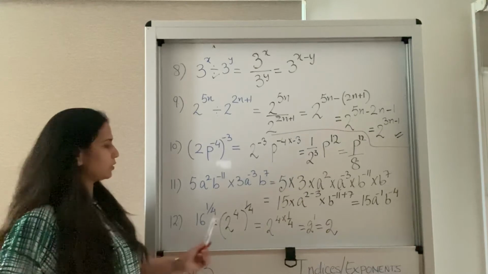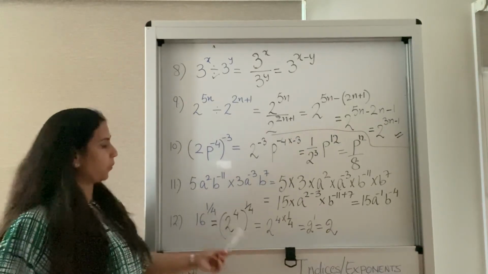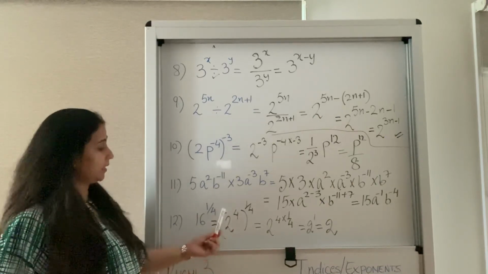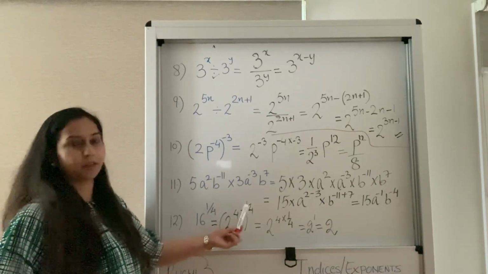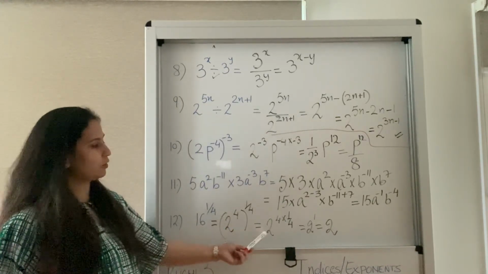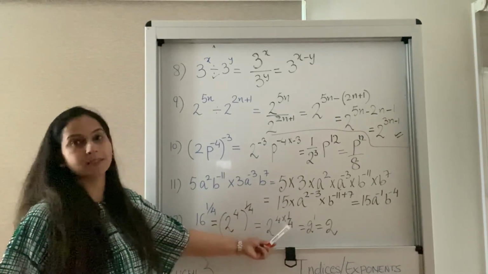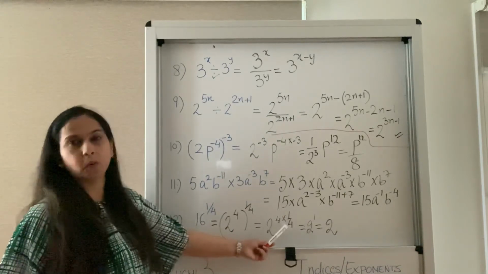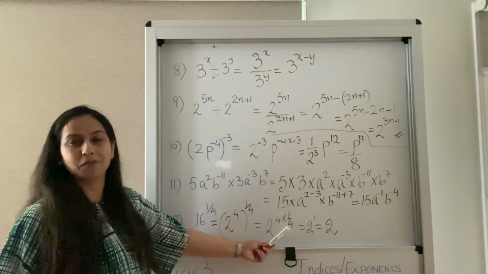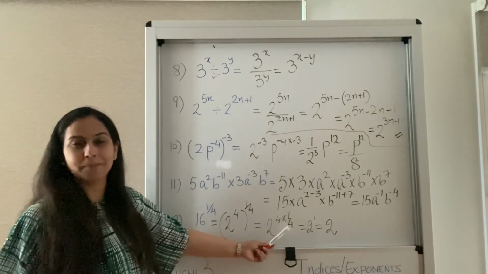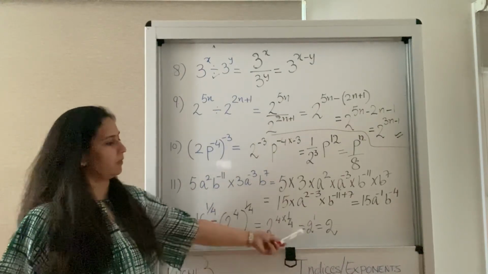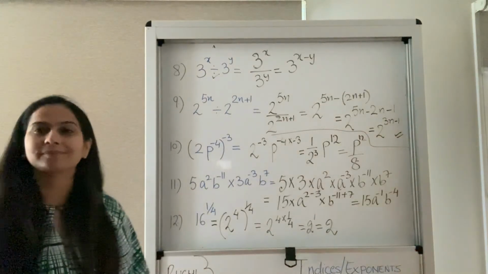So this becomes 2 to the power 4 and whole to the power a quarter. Then the rule says a power to the power is multiplied. So this is 2 to the power 4 times a quarter. And 4 times a quarter is 1, just like four quarters make a whole, so you have the answer as 2.